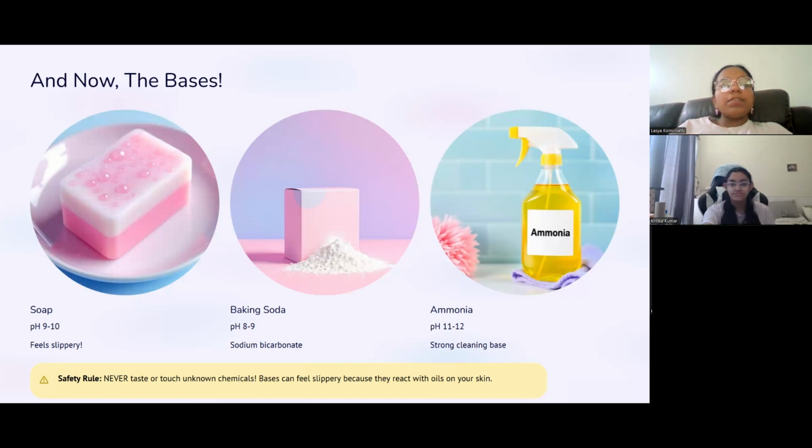Safety rule: never touch or taste unknown chemicals. Bases can feel slippery because they react with oils on your skin. So it's better to have parent supervision and ask a parent before you do anything. Well, not with soap because you're trying to wash your hands, but if you don't know the chemical, then ask an adult before you just try to figure it out yourself.